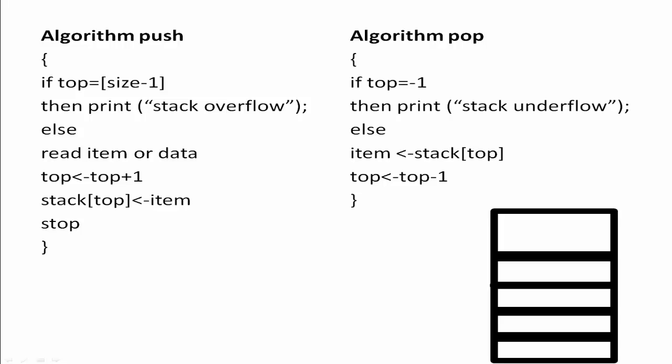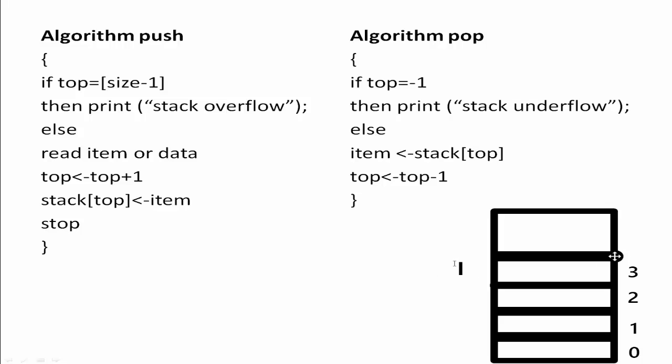Here it is going to start from 0, 1, 2, 3. You can insert up to top, size is 4, 4 minus 1. Now if the total number of elements is 3 and top equal to size minus 1, it means you are going to exceed the limit. It means the size is 4.